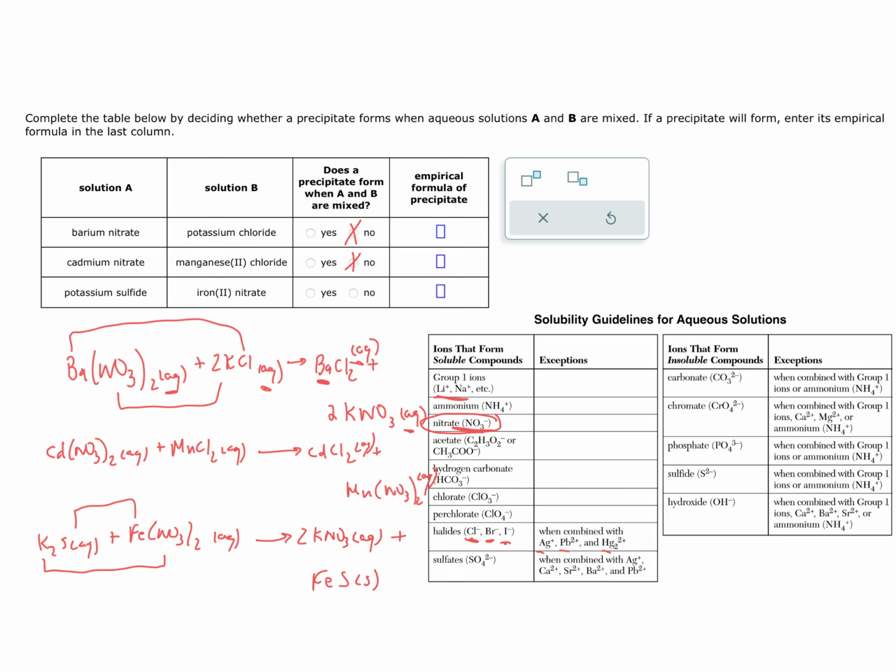And that will be a solid because we come over here, we see sulfide. Sulfide is insoluble unless it's with a group 1 metal or ammonium. Here, it's not with a group 1 metal or ammonium, it's with iron. So now we finally have a precipitation reaction, and the empirical formula would be FeS for iron 2 sulfide.